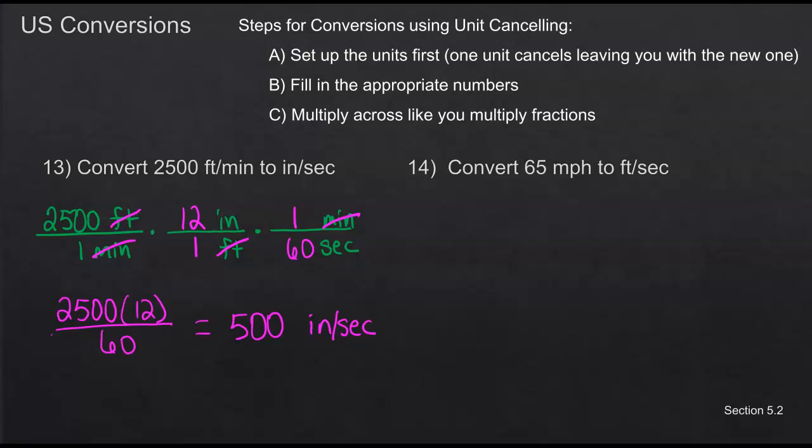This next one is converting 65 miles per hour to feet per second. I'm going to put a little line here. So we're going to set this up as 65 miles over 1 hour, right? Because it's 65 miles per hour. We're going to convert miles to feet, and we're also going to convert hours to seconds. Okay, so we have miles to feet right here. I'm going to write my miles and feet, then hours and seconds.